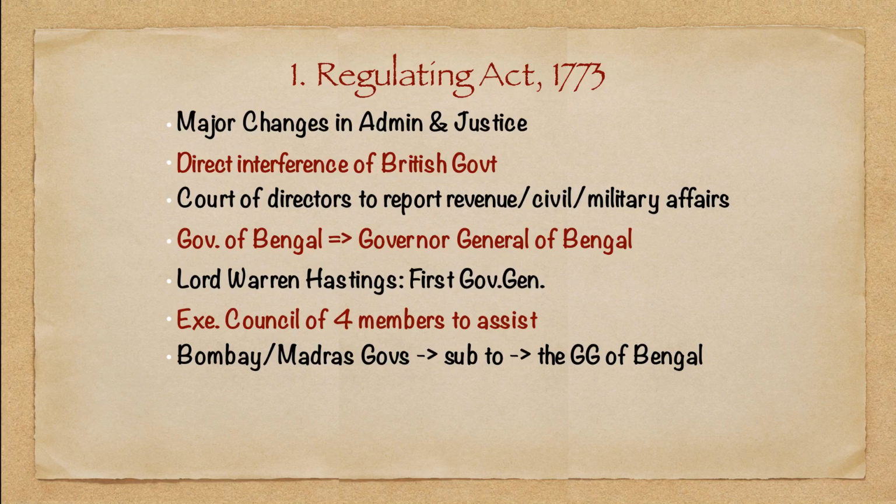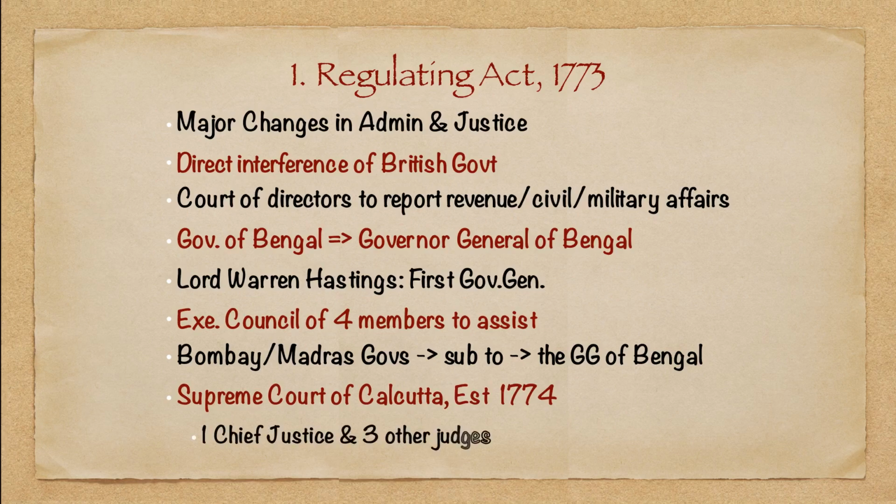This act also led to the establishment of the Supreme Court of Calcutta in 1774. The Supreme Court had 1 Chief Justice and 3 other judges.